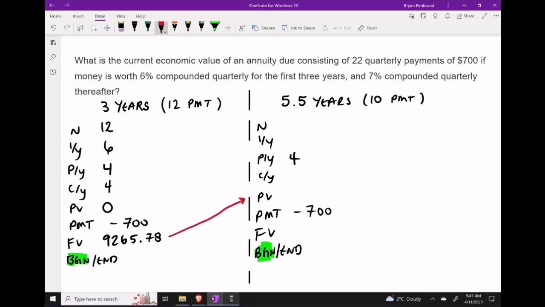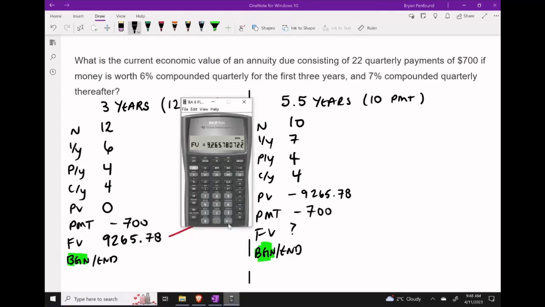What we're going to do is port that forward to our principal amount for the next 10 payments. Okay, so let's go ahead, let's make that a negative 9,265.78. And in the second part of our question, we have an interest rate of 7% compounded quarterly. We know we have 10 equal-sized payments. So let's go ahead again and ask our calculator to calculate that future value for us.